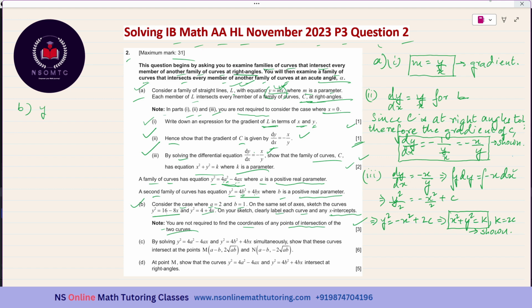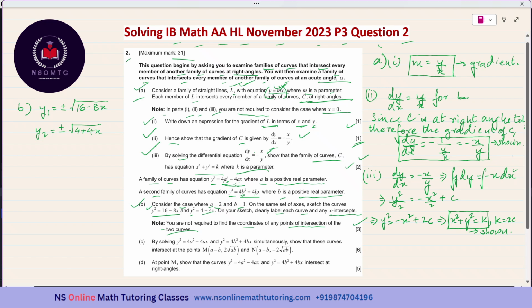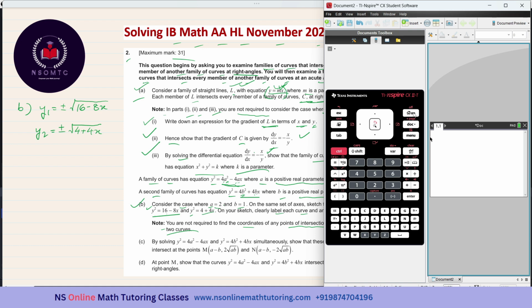write y. I'm writing y1 as the first set and y2 as the second set. So y1 will be equal to plus minus square root of 16 minus 8x. So we will be sketching the positive square root once and then the negative square root. Similarly for y2, it will be plus minus square root of 4 plus 4x. So now we go to the calculator, and then it is the graph.